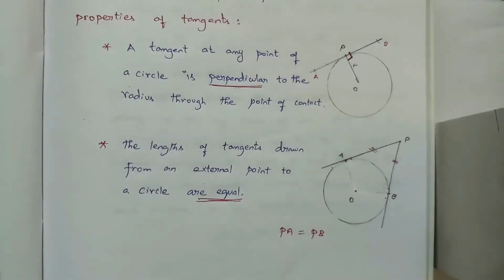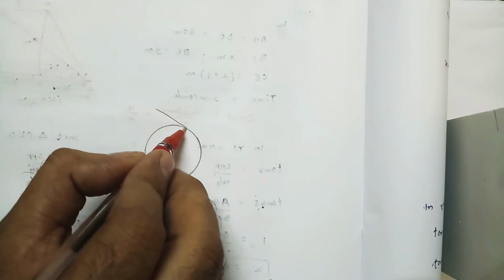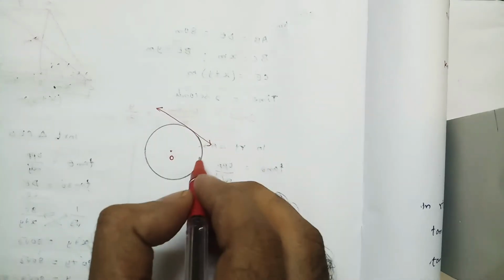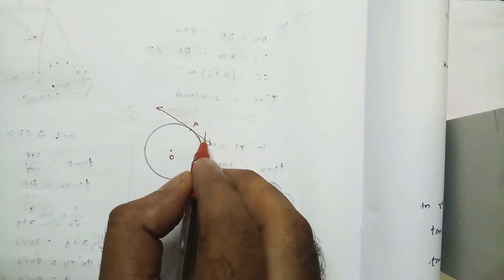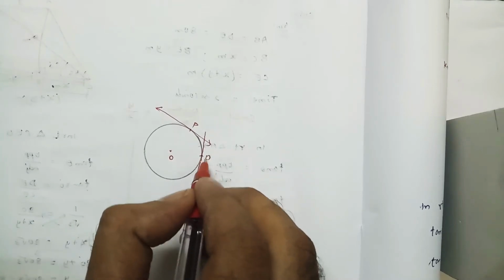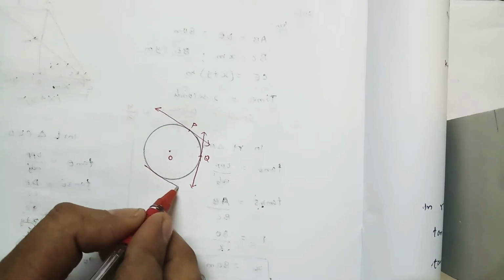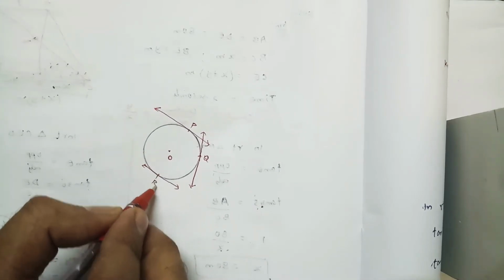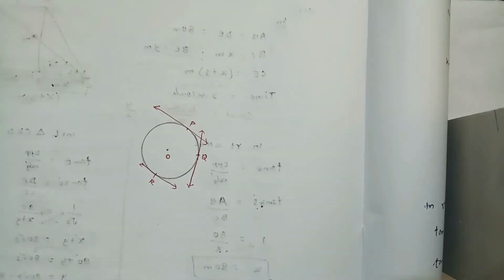I will give you so many examples. If you are drawing tangents, I'm just drawing so many tangents. This is one tangent, and this is the point of contact P. I'm drawing one more tangent, Q. I'm drawing here also one tangent, and I'm giving the name R, the point of contact. I have drawn three tangents.